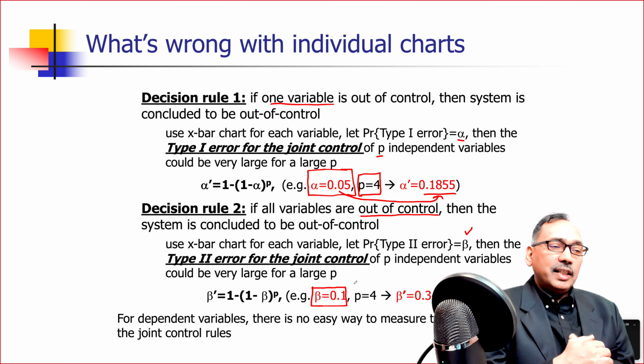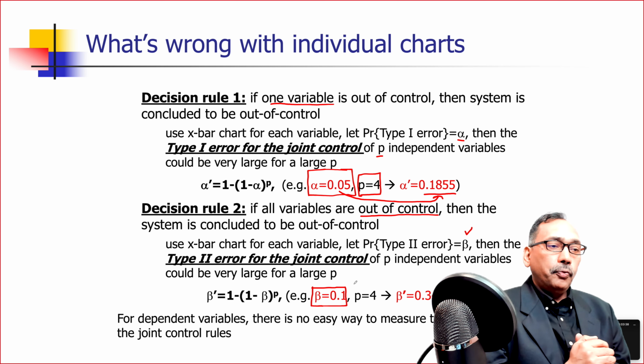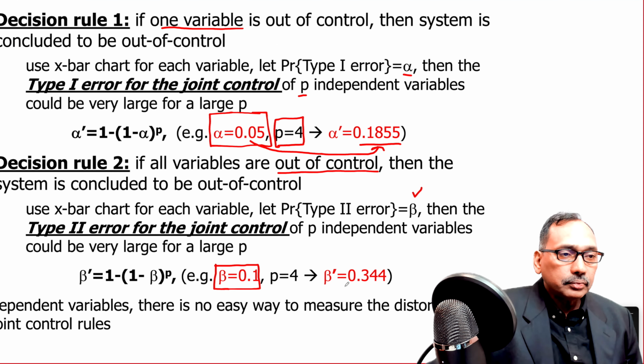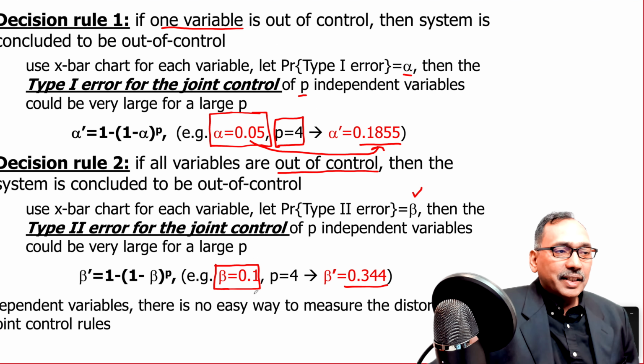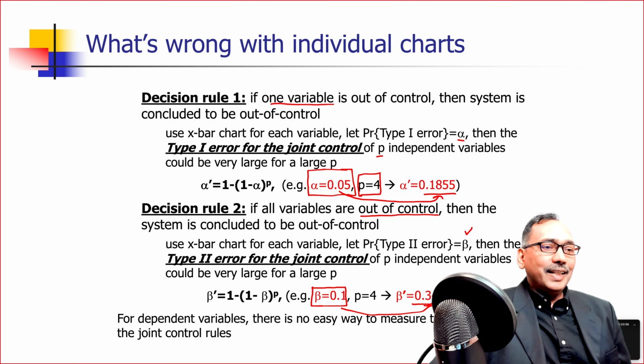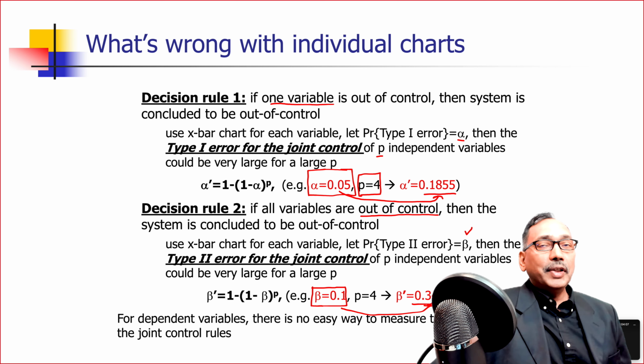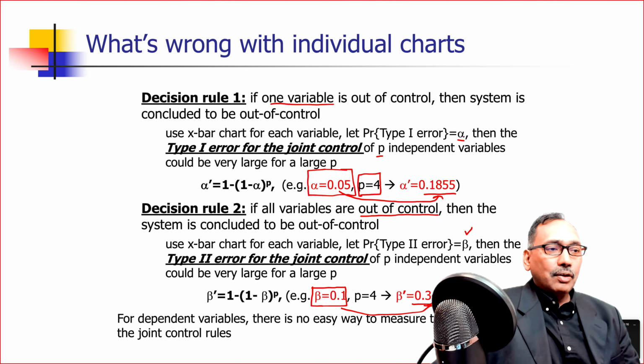But even if you consider the standard value of 0.1 with four variables, your beta increases to 34%, or 0.344. So from 10% it goes up to more than 34%. Over three times increase in committing type 2 kind of errors. And that's huge. Out of every three decisions you make using this control chart, one of them is a mistake or error. So that's obviously very bad.